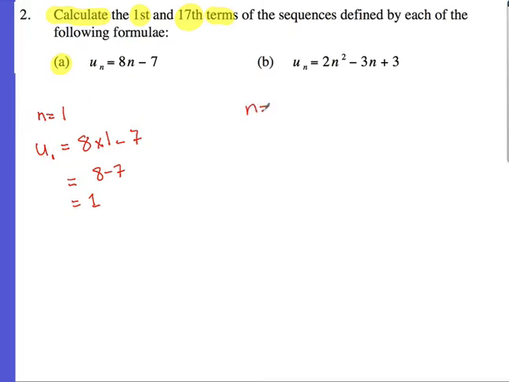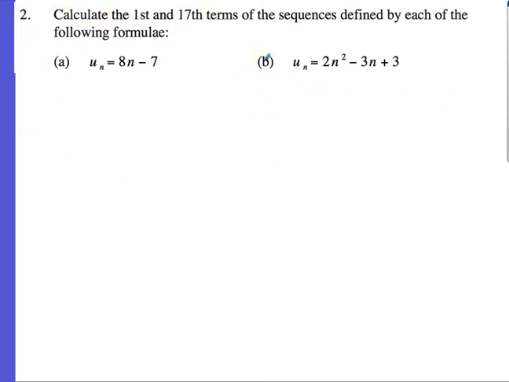And the 17th term, n equals 17, so u17, the 17th term, is 8 times 17 minus 7. BIDMAS again, so multiplication first. 8 times 17 is 136. Subtract 7 gives us 129. Yeah, so the 17th term is 129.